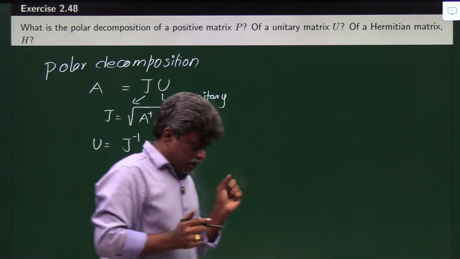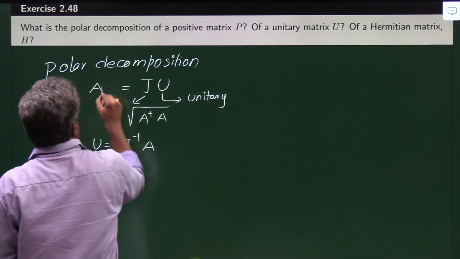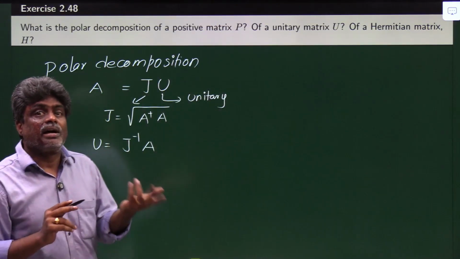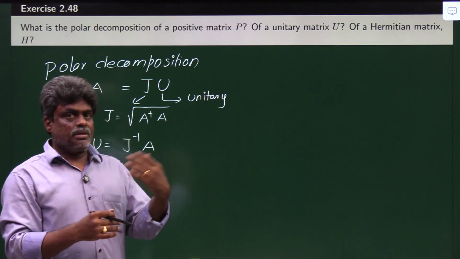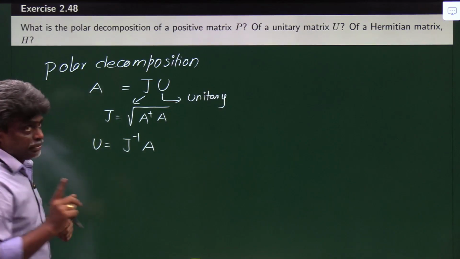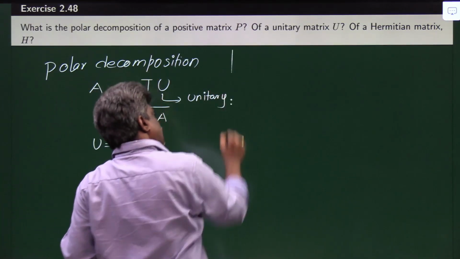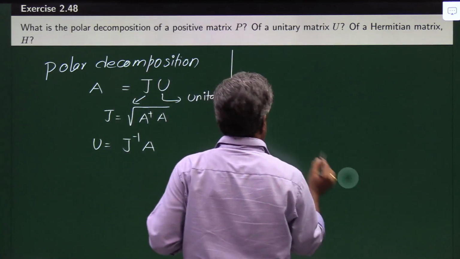But remember, this process is easy only when the operator or matrix A is diagonalizable. If it is not diagonalizable, it is a little bit lengthy. That is the next problem, I think the 50th. Okay, now let us come back to the question. Let us take the first one.